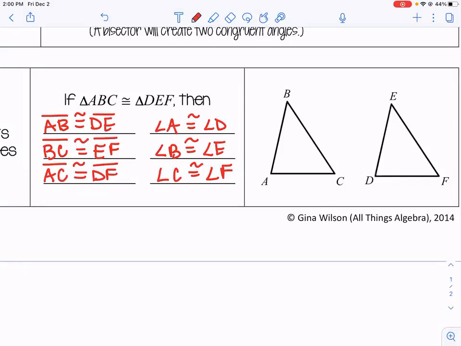Okay, so the one thing that we are adding today, what do we call A and D? What kind of angles are they? Okay, true. Corresponding. A and D are corresponding angles. AB and DE are corresponding sides. So we say that corresponding parts of congruent triangles are congruent.